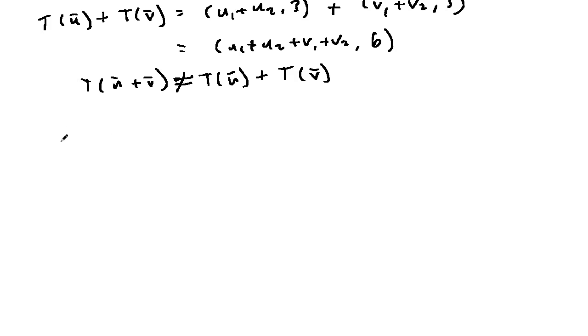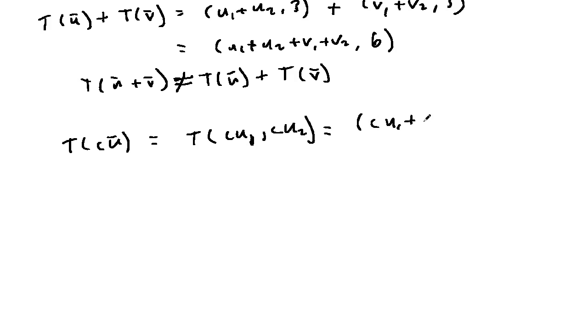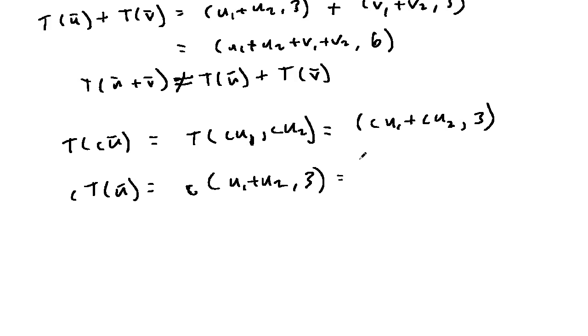But let's just check anyways. T of cu. Let's see what happens. That's T of (cu1, cu2). Apply T, and we get this. Let's see what c times T of u is. I get this. Let's distribute that c.